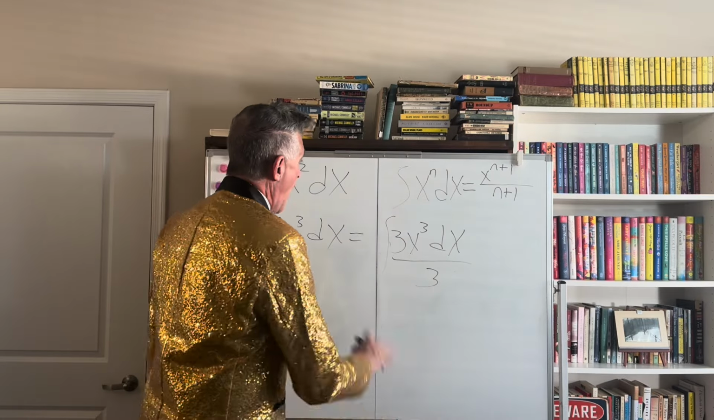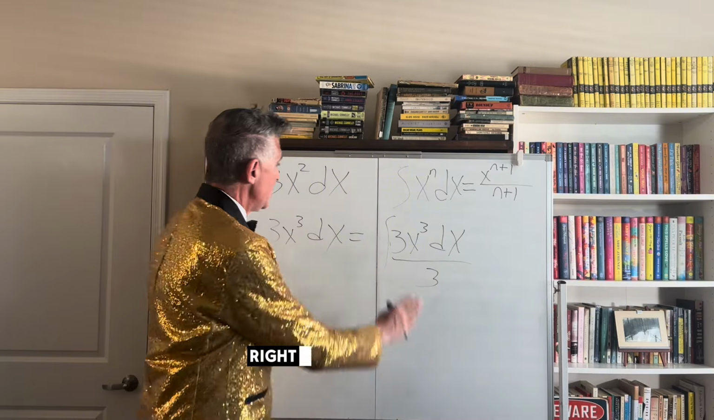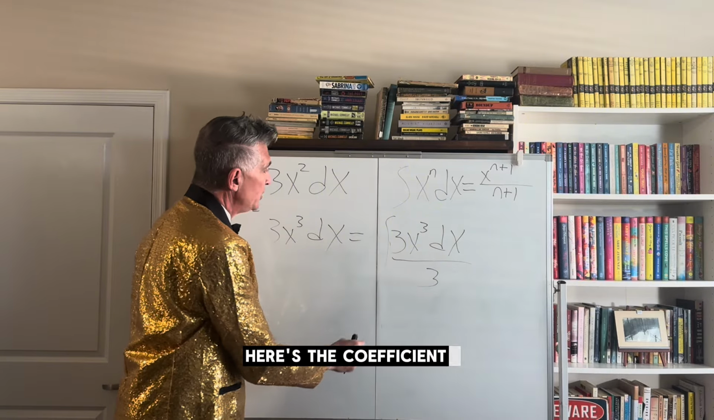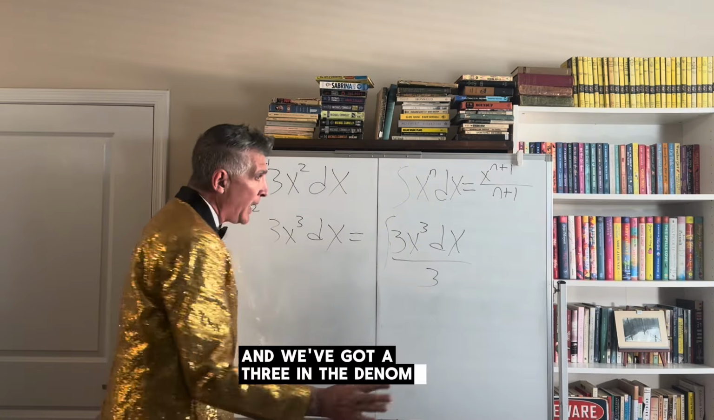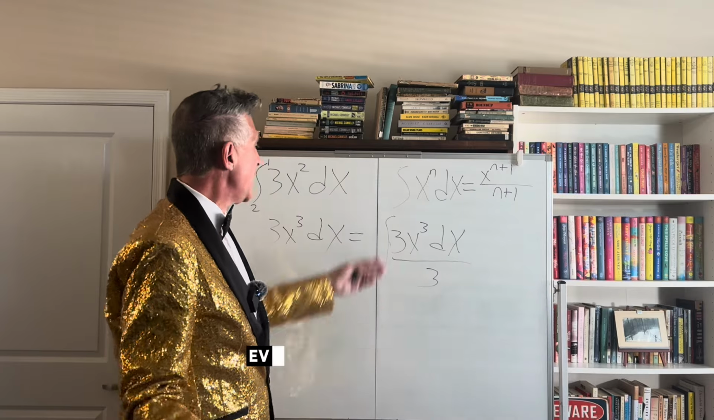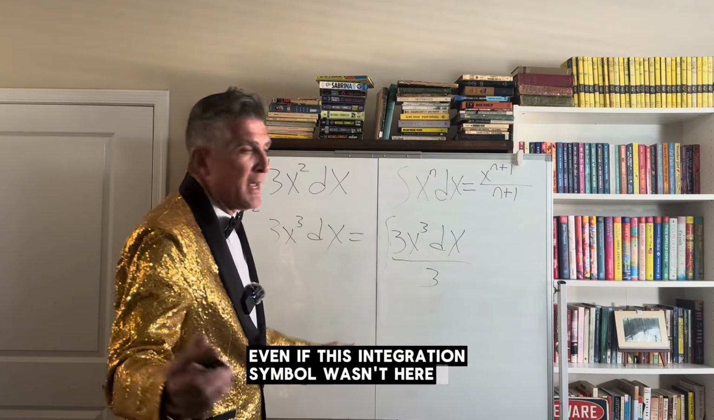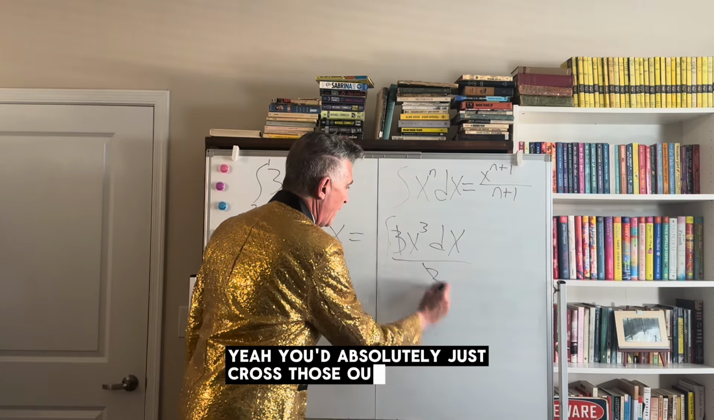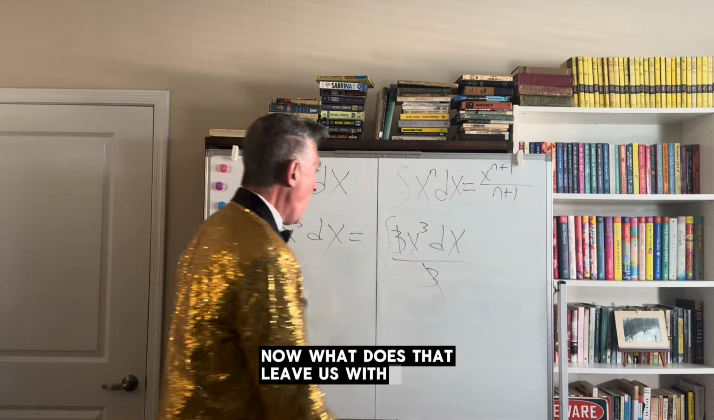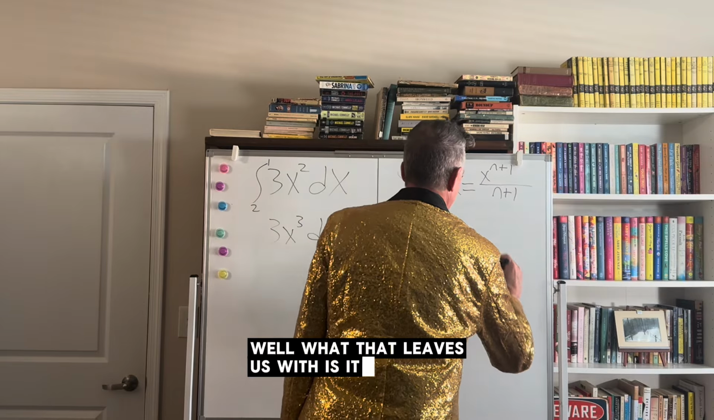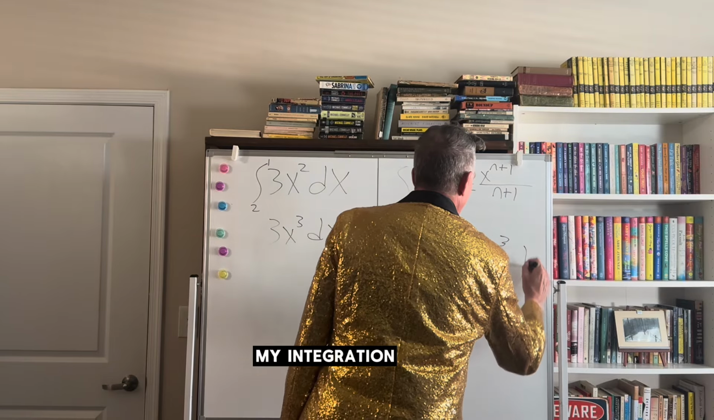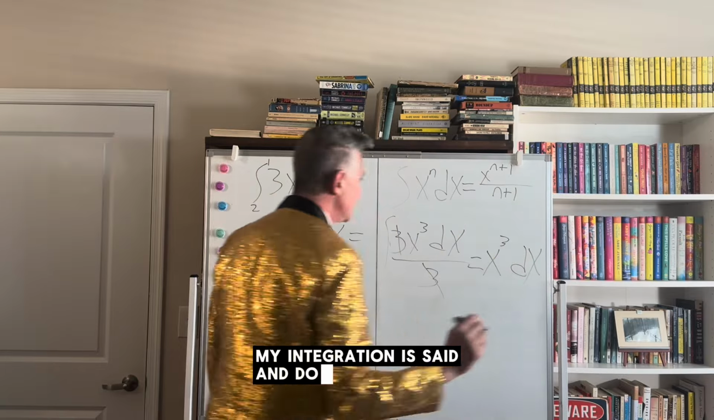All right. Well, algebra to the rescue, right? You can see that we've got a 3 as the coefficient in the numerator, and we've got a 3 in the denominator. What would you do with those? Even if this integration symbol wasn't here, you'd absolutely just cross those out. Now, what does that leave us with? It leaves us with my integration said and done.